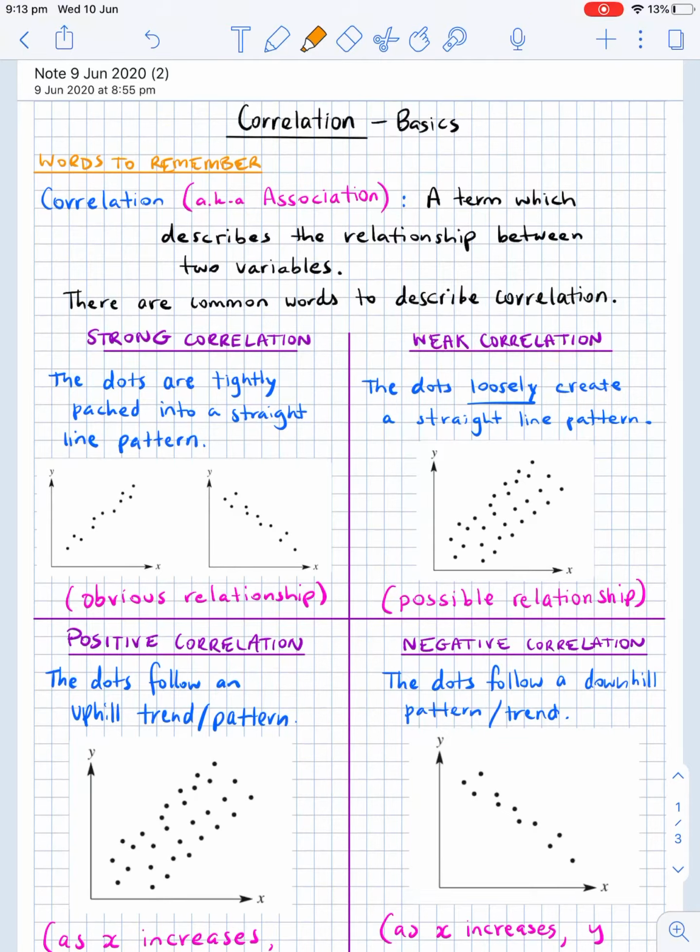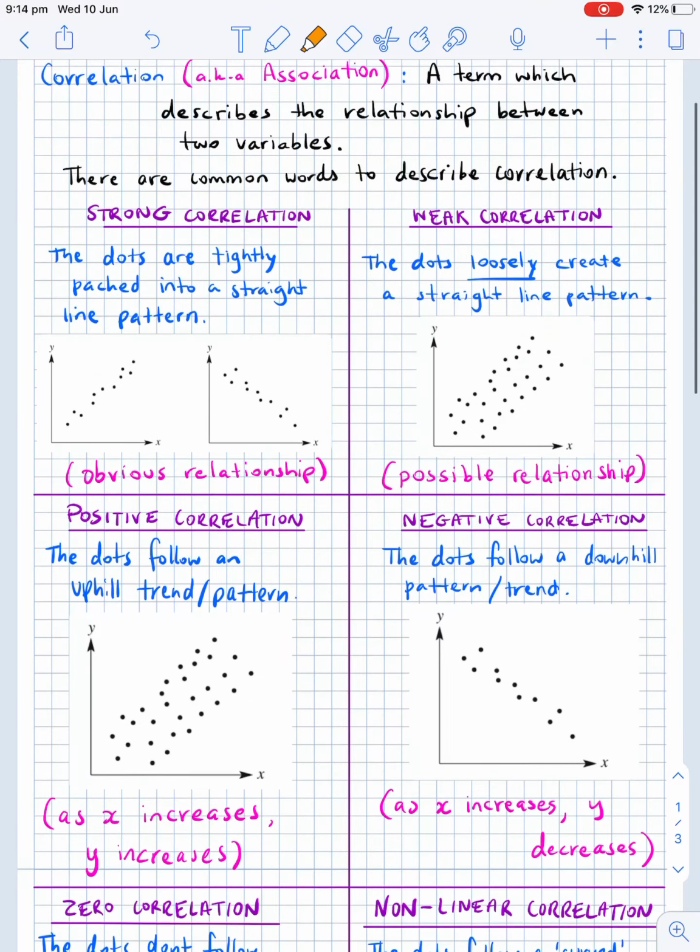Weak correlation is when your dots are loosely creating a straight line pattern. So we can see an uphill pattern here, but they're loosely following it. It's not creating a nice, tightly compacted line. That suggests there is a possible relationship, but it's definitely not an obvious relationship because the dots are relatively random, but they're still showing weak correlation. There's still an uphill trend here.